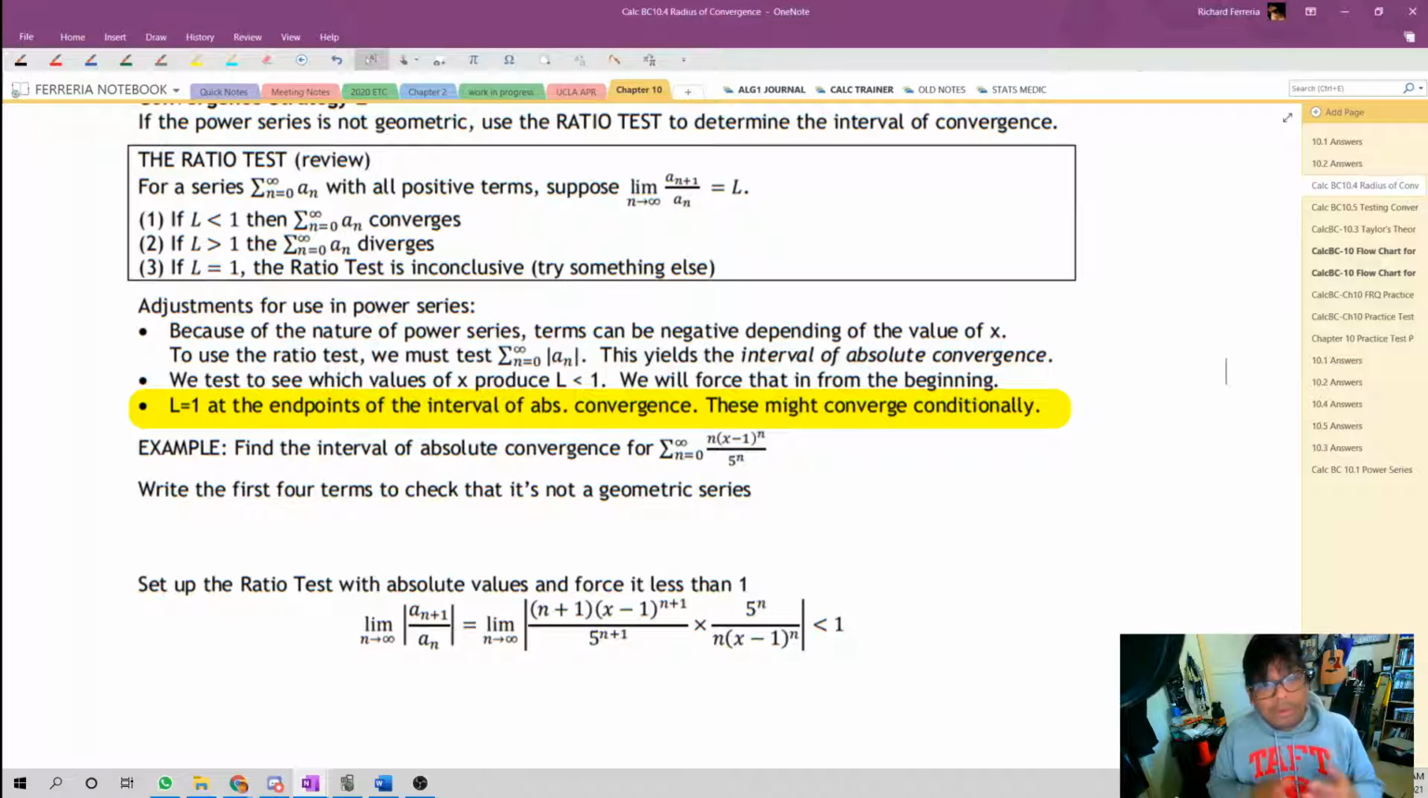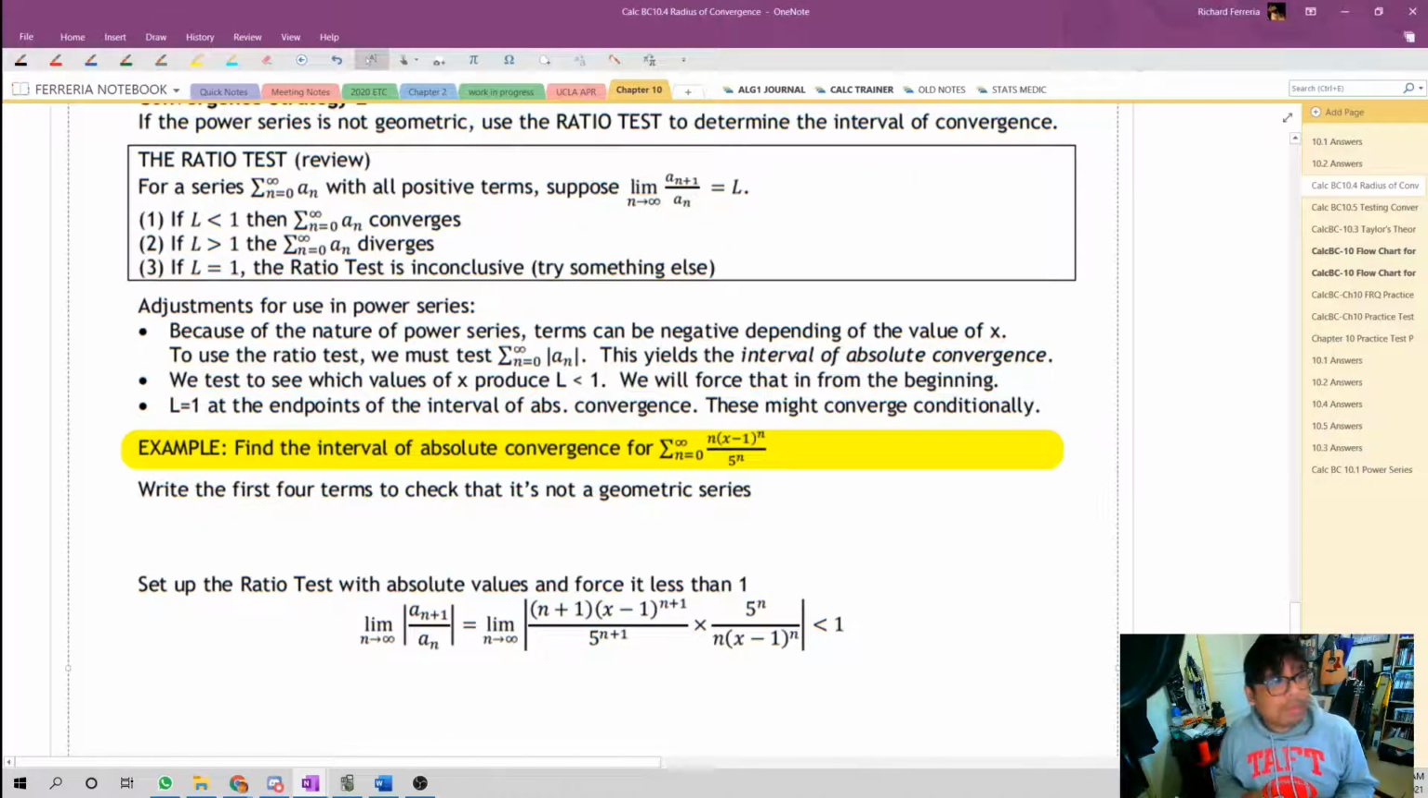Now, when x is equal to the endpoints of the interval, then algebraically, the limit that we created for the ratio test is going to be equal to 1. So at the endpoints, the series may or may not converge conditionally. We're going to have to test those, and that's what we're going to do in section 10.5. So let's look at this example problem.